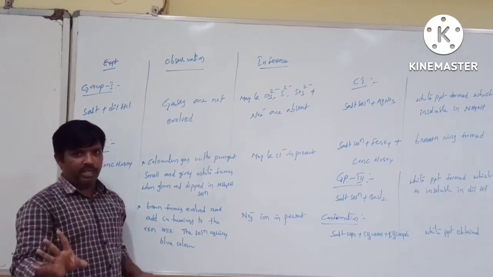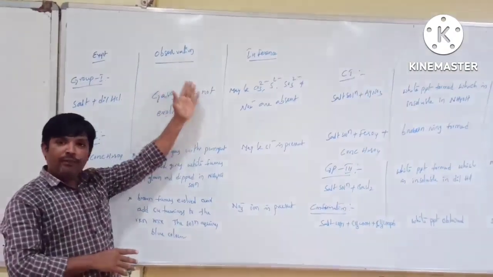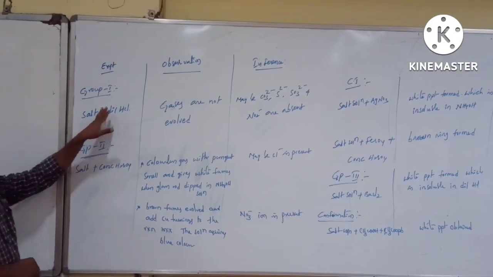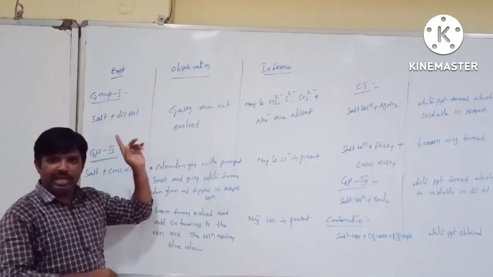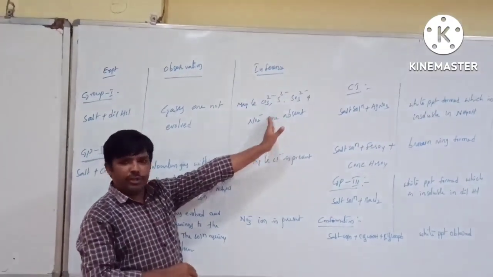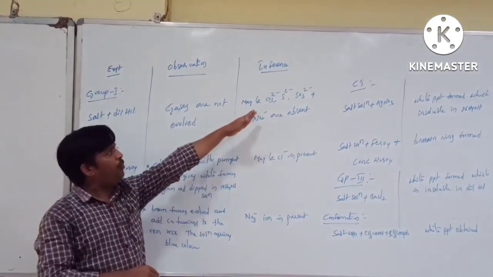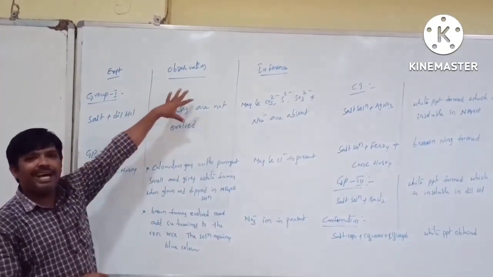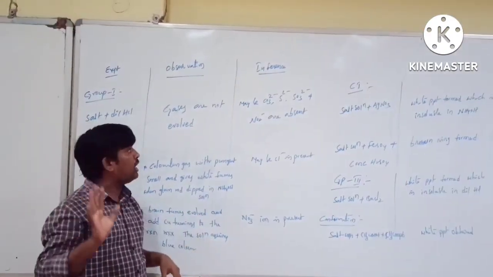That is the way of writing a lab experiment. Okay, group 1: salt plus we have to add dilute HCl. Okay, dilute HCl add చేయాలి. Okay, gases are okay, ఇది మనకి లేవు కాబట్టి there is no group 1 reaction, group 1 acid radicals మనం చేయలేదు కాబట్టి gases are not evolved. Any gases are not evolved.